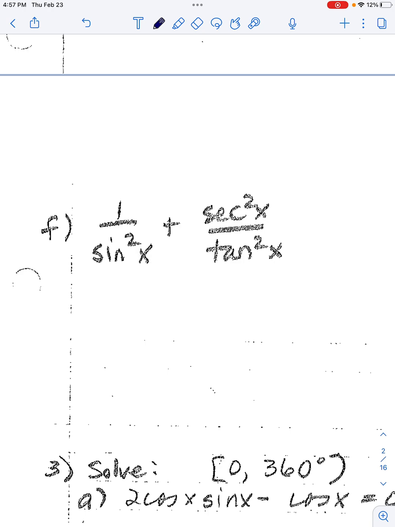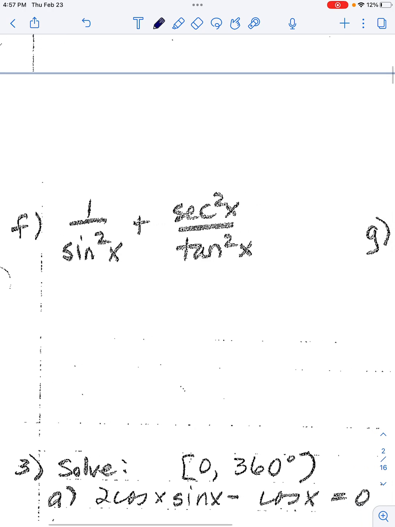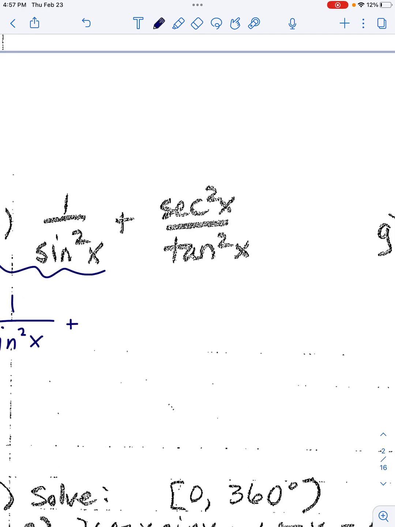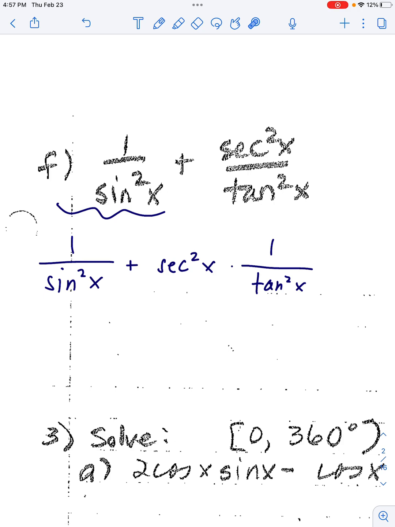All right. So here's what I'm going to do. Let's think about it this way. I'm not going to worry about this sign right now. I'm just going to copy this down here onto the next line, the 1 over sine squared of x. This other term, I'm going to rewrite that as secant squared x times 1 over tan squared x. And I can do that, right? Dividing by the tangent squared of x is the same thing as multiplying by 1 over that. That's just how fractions work.